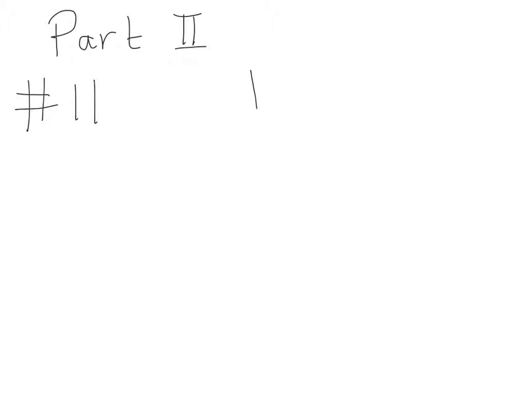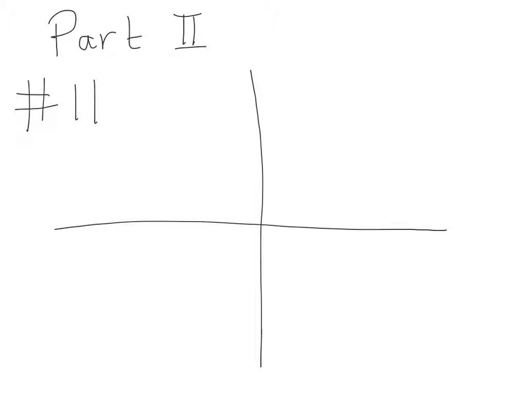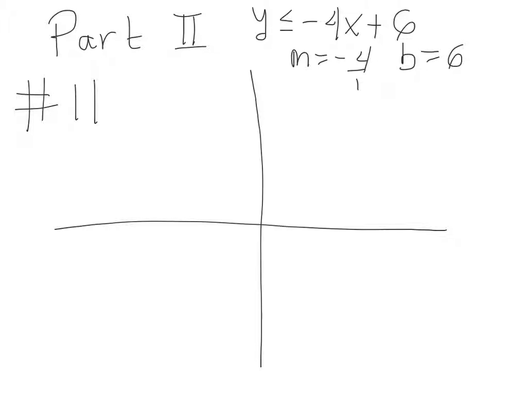Well, what I need to do is graph both inequalities. I have y less than or equal to negative 4x plus 6. To graph that, my slope is negative 4 over 1, and my y-intercept is 6. So I need to go to y-intercept 6, 1, 2, 3, 4, 5, 6, and then I plot a point at 6, and let me go ahead and put some marks.